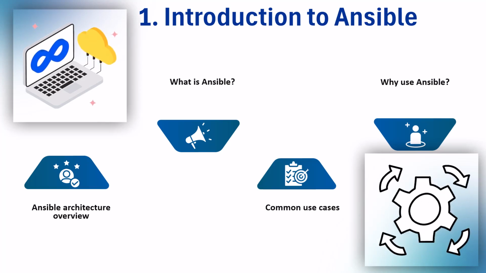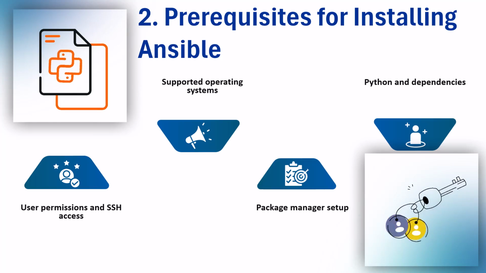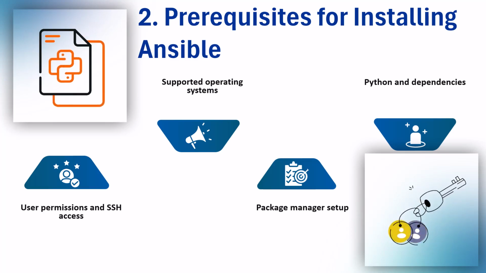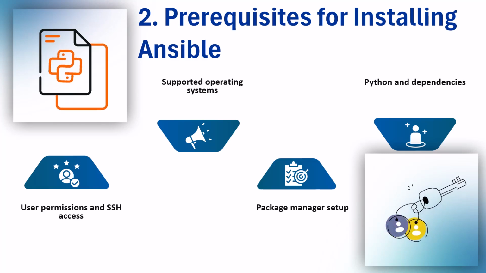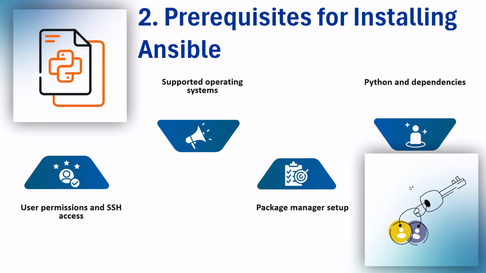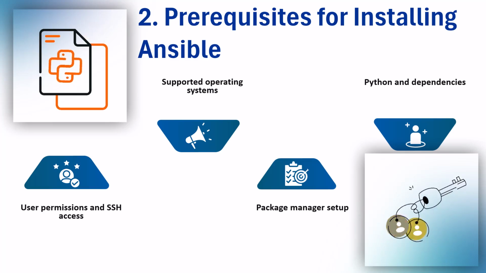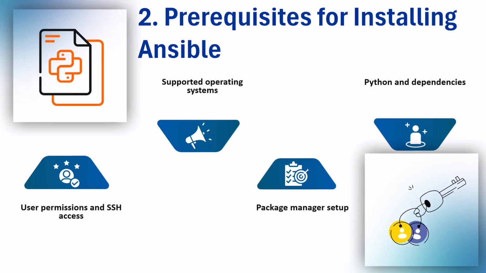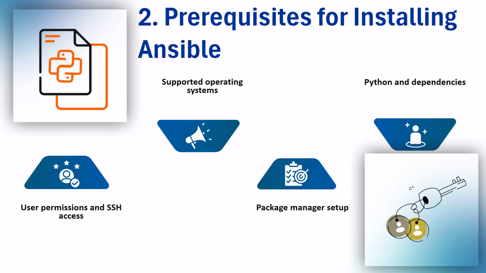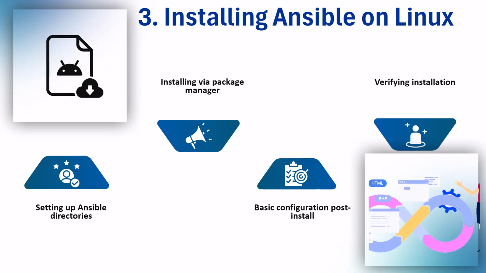Exciting stuff, right? Before jumping into installation, let's check the prerequisites. Because no one likes surprises mid-setup. Ansible plays well with most Linux distributions, but having Python installed is a must. User permissions and SSH access are crucial. Think of them as the keys to unlock automation. Finally, we'll ensure our package manager is ready, because without it, installing Ansible would be like trying to make coffee without water.